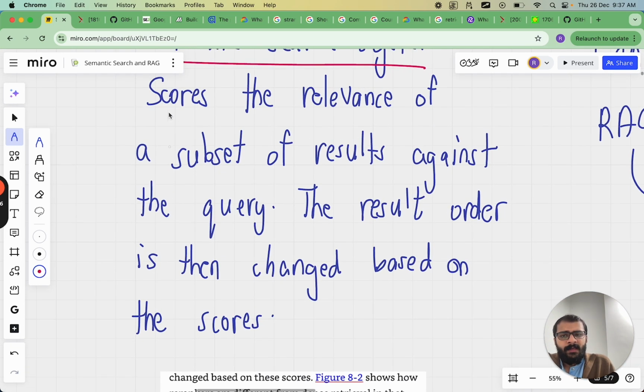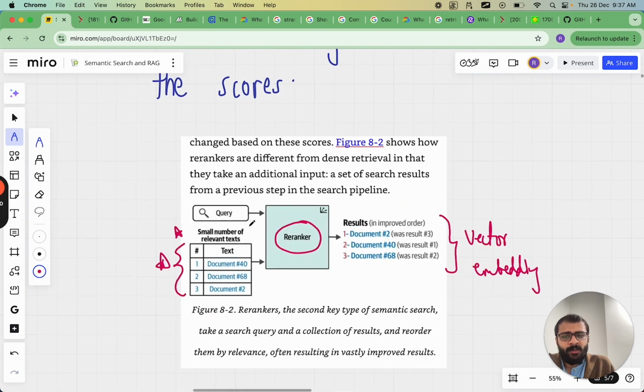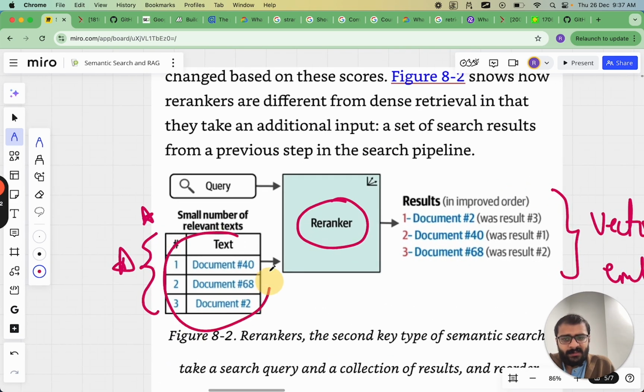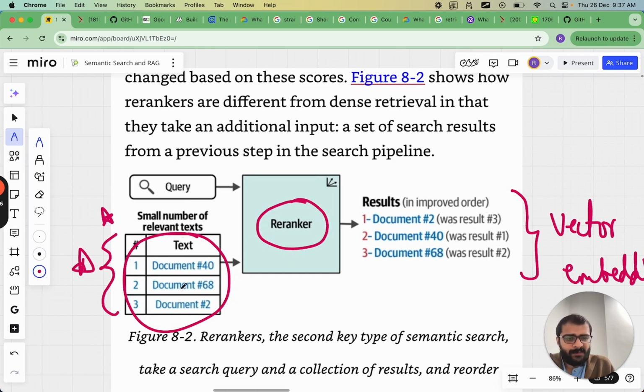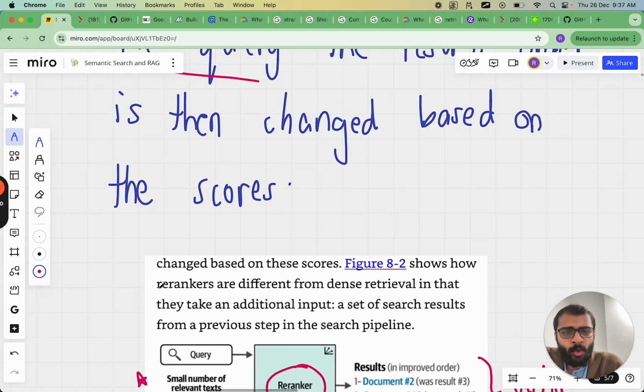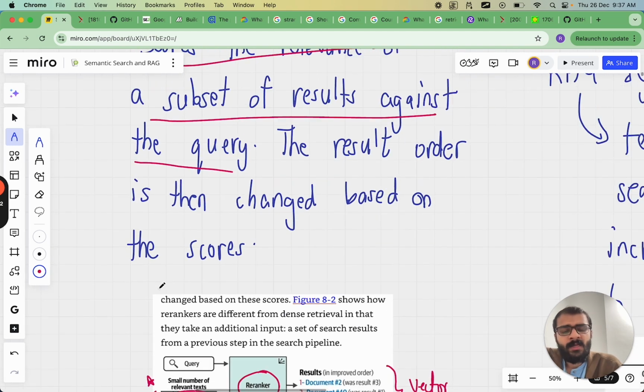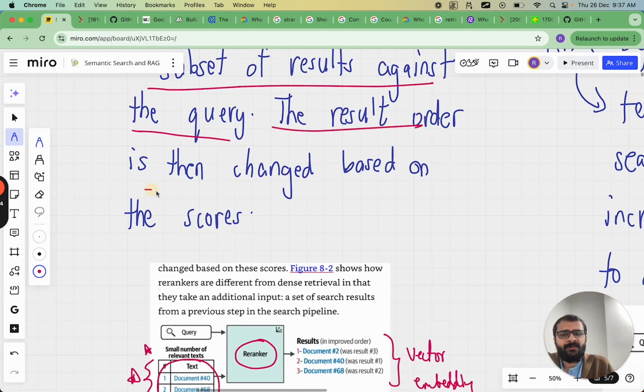It scores the relevance of a subset of results against the query. Here we already have a subset of results, and a re-ranker uses vector embeddings to score this subset of results and then re-rank based on which document has the highest score or highest similarity rating. So the resulting order is changed based on the scores.